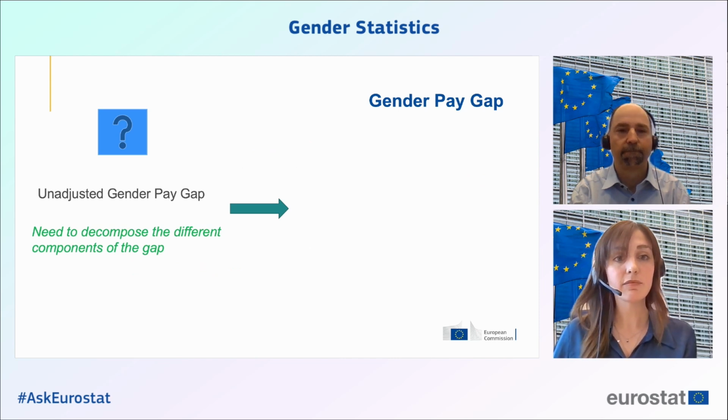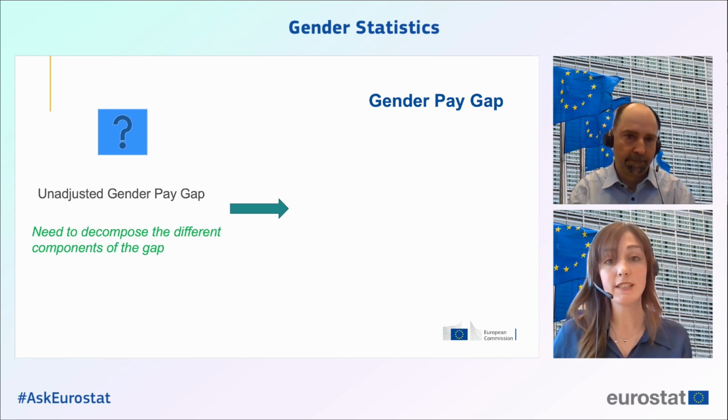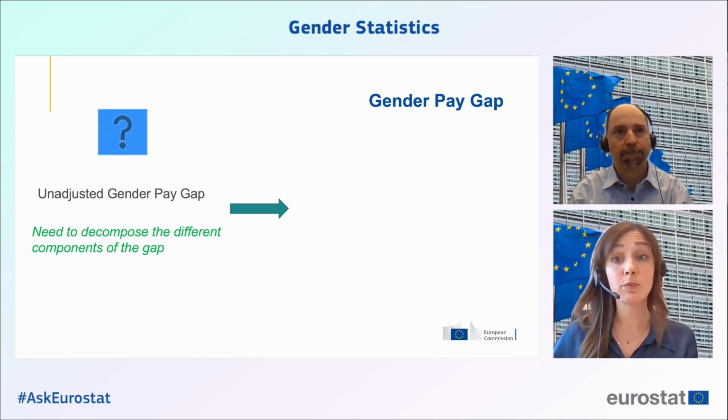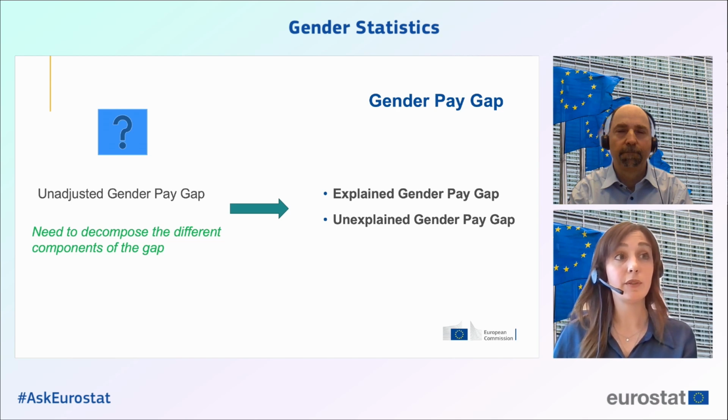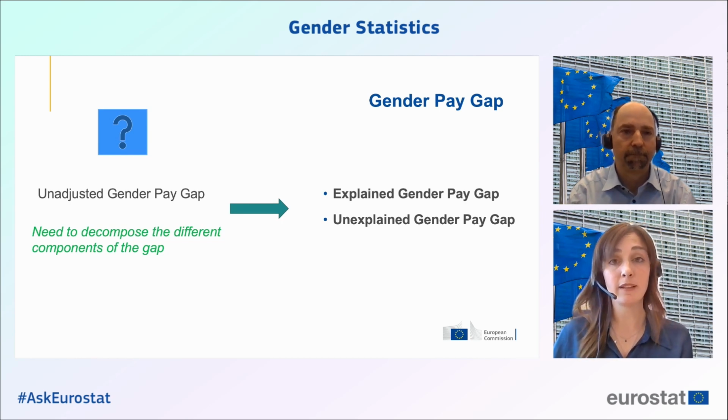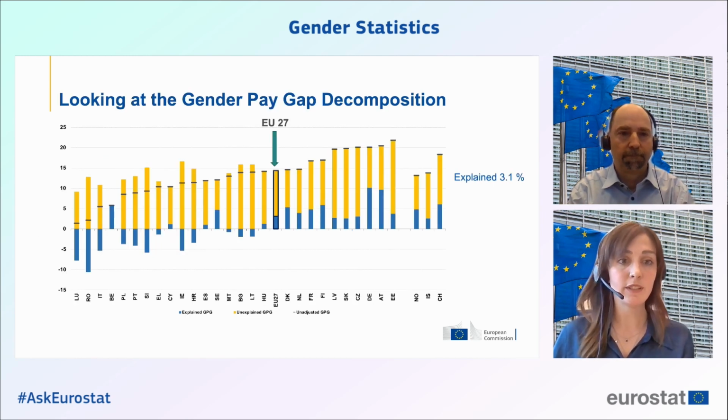Let's see. We applied a consolidated methodology that enables us to decompose the different components of the gap. First, we have the part explained by the different average characteristics of male versus female employees, and the remaining one, what we call the unexplained part, which is due, among others, to gender differences in returns for the same average characteristics for men and women. Let's see now in the next slide what we found.